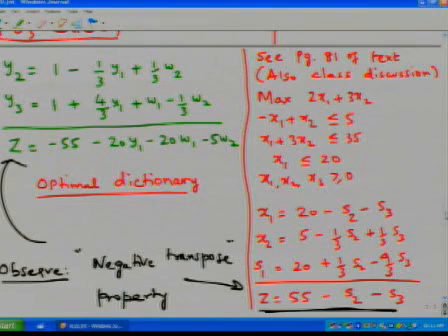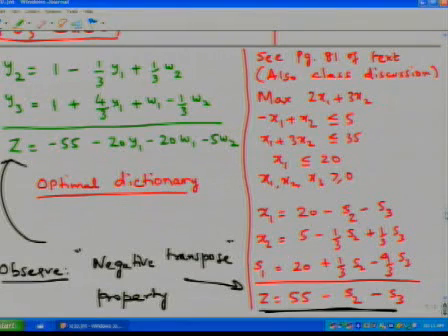Now, what does a dictionary look like? To figure that out, we first have to decide what the basic variables are and what the non-basic variables are. For instance, if you look at this optimal dictionary, what is your set of basic variables? It's x1, x2, and s1. So let's work with this set of constraints.